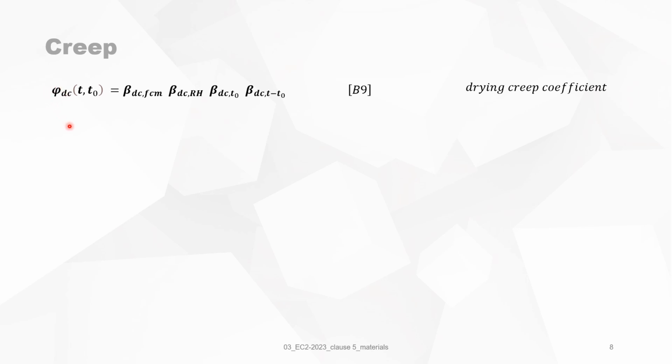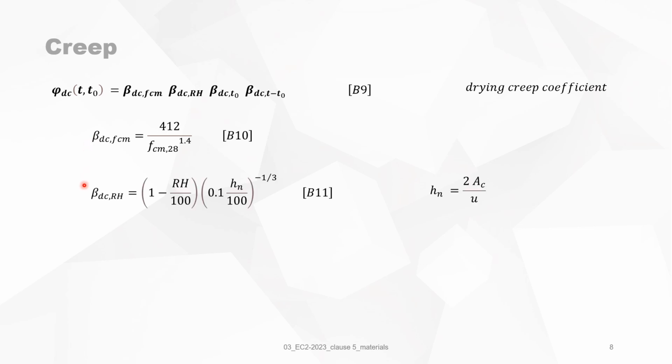Then we have the drying creep coefficient. It's also a multiplication of 4 elements. They are given by the following formulas. They are more or less well known, but they are different from those given in Annex B of the Eurocode 2004.